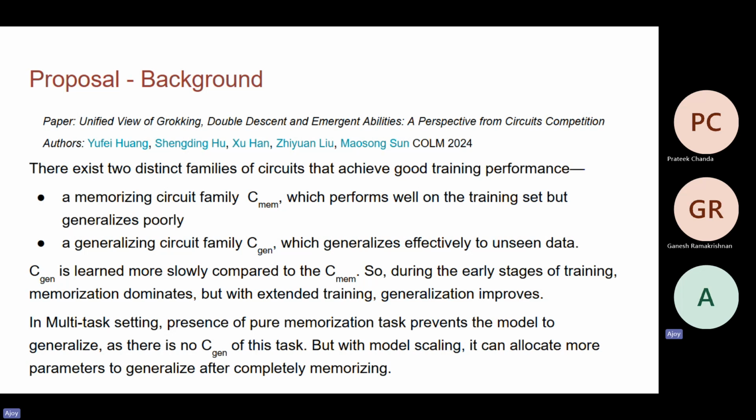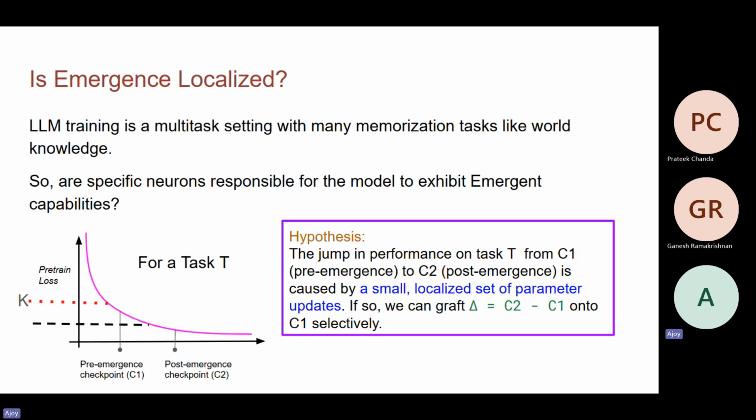So the key idea is that there are specific circuits. It will come through grafting only. Finally, emergence of skills through grafting only. The key idea is that it is localized, like only some specific neurons are responsible. We won't go into the specifics of the circuits first. Next week, no, circuits is actually coming. Yeah, so basically, LLM training is also a multitask setting where many memorization tasks are involved.